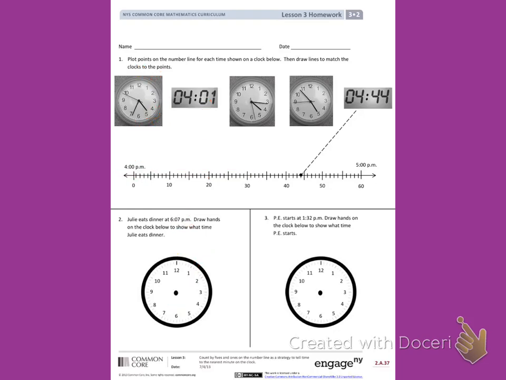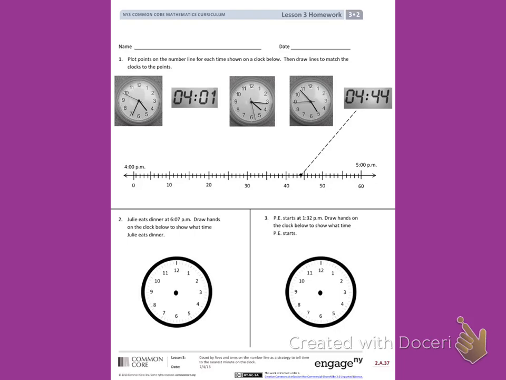Welcome to Module 2, Lesson 3. Count by fives and ones on the number line as a strategy to tell time to the nearest minute on the clock. Let's look at number 1. Number 1 says, plot points on the number line for each time shown on a clock below. Then, draw lines to match the clocks to the points.